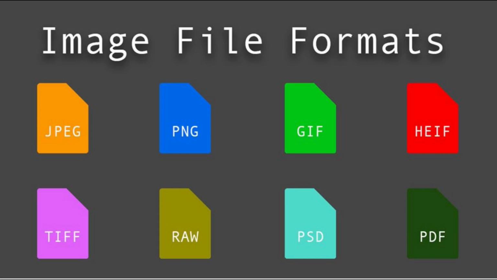JPEG XL is a royalty-free raster graphics file format that supports both lossy and lossless compression. It supports reversible recompression of existing JPEG files, as well as high-precision HDR, up to 32-bit floating point values per pixel component. It is designed to be usable for both delivery and authoring use cases.